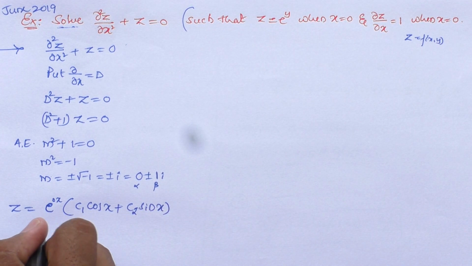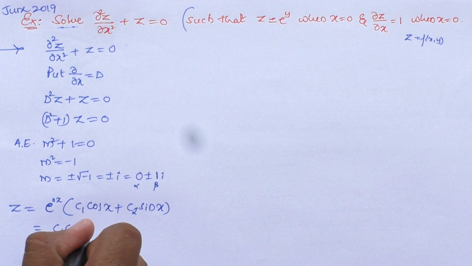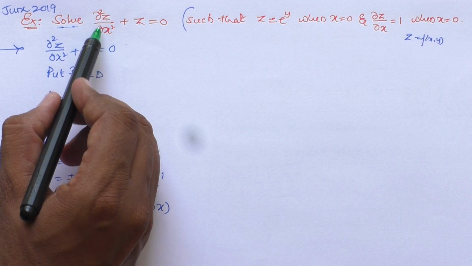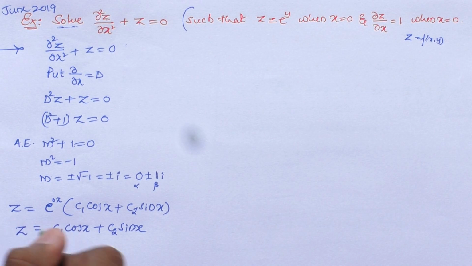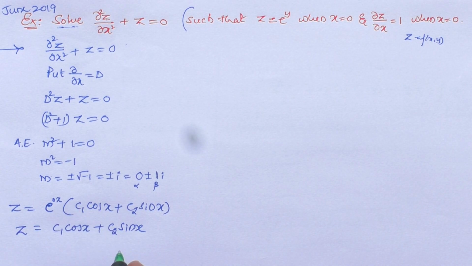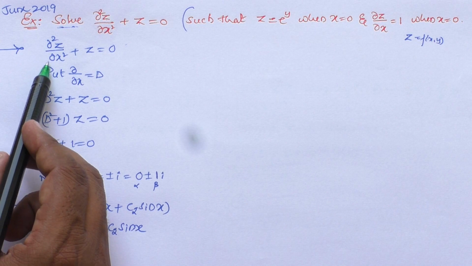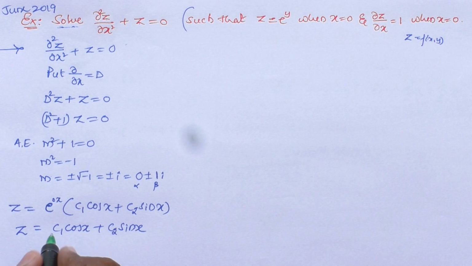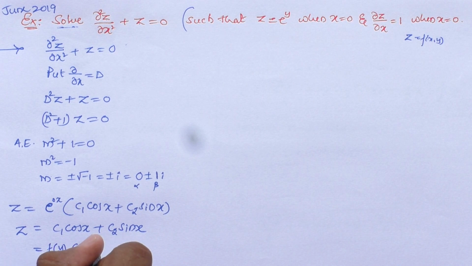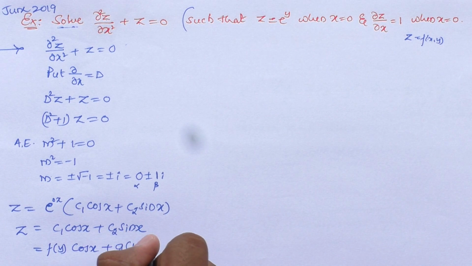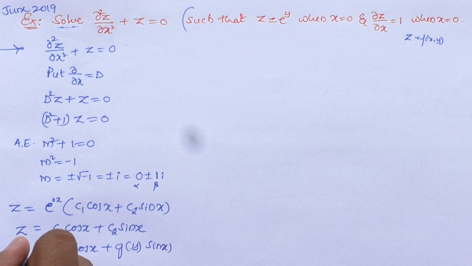So e raised to 0 is 1, so c1 cos x plus c2 sin x. Like this, if ∂z/∂x is there, we need to write z in terms of x. But we know in case of partial differentiation, when you are differentiating with respect to x, we treat the y term as constant. So here the constants are: c1 is some f of y, cos x, plus c2 is some g of y, sin x, z equal to this.